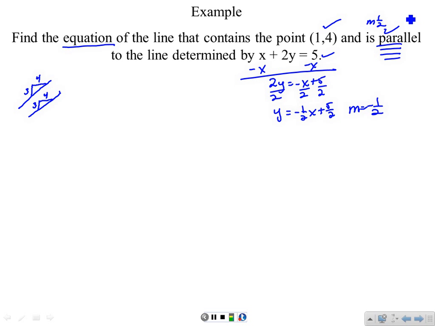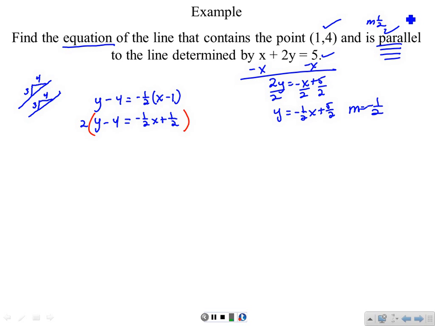And now that I know a point and a slope, I know the point 1, 4, and I know the slope negative 1/2, what I'm going to use is point-slope. So we have y minus y1 is equal to our slope, which is negative 1/2, times x minus x1, which is 1. So we'll have y minus 4, distribute, so we'll have negative 1/2 x plus 1/2. And again, I want it in standard form, so let's get rid of those fractions. I want it in standard form because the equation given was in standard form.